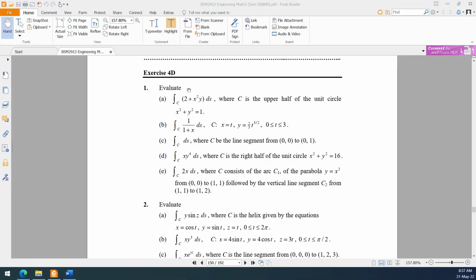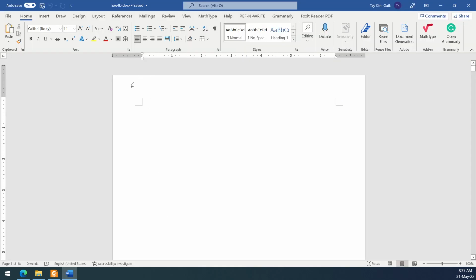This one, the line integral of a scalar field. Integrate 2 plus x squared y ds. S, the lowercase, stands for one small unit of the arc length of the curve C, where C in this case is the upper half of a unit circle x squared plus y squared equal to 1.